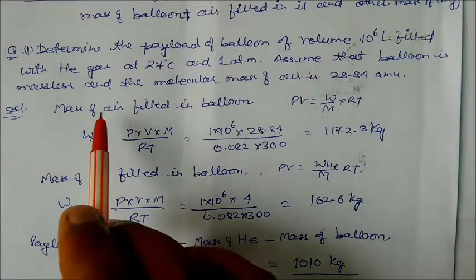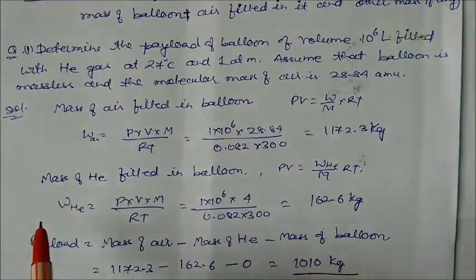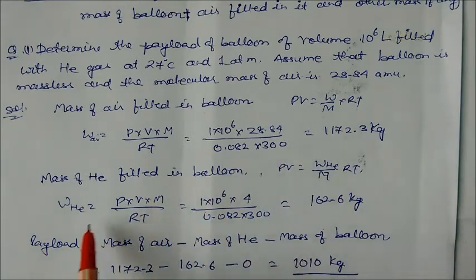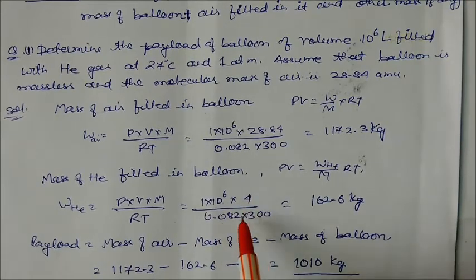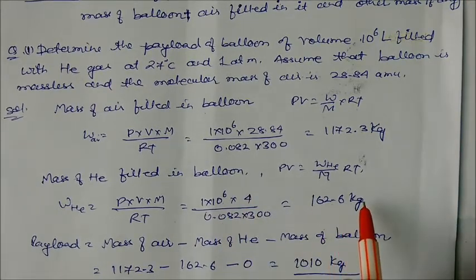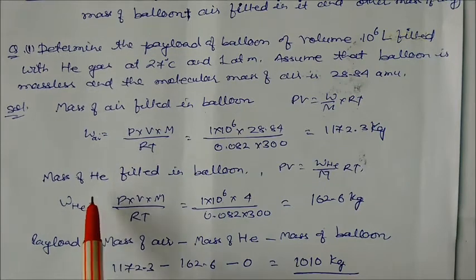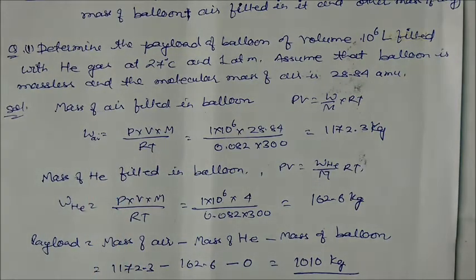Now this is the air. Now the mass of the helium. So what is the mass of the helium? With the same equation, weight of the helium is PVM by RT. So this is the pressure, volume, mass of the helium, RT, giving 162.6 kilogram. Now we know the weight of the helium also, and now we know the weight of the air also.